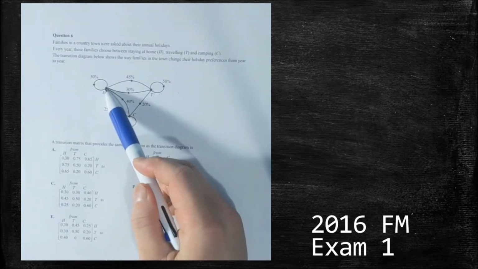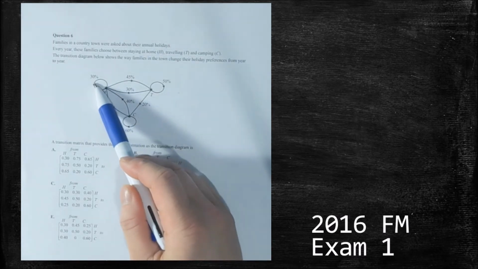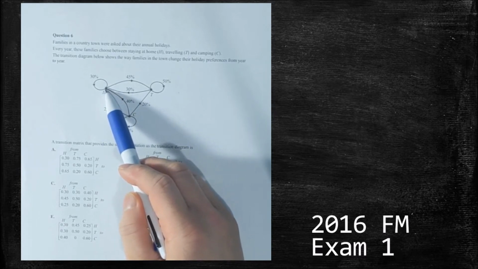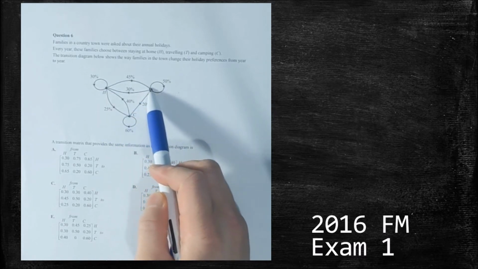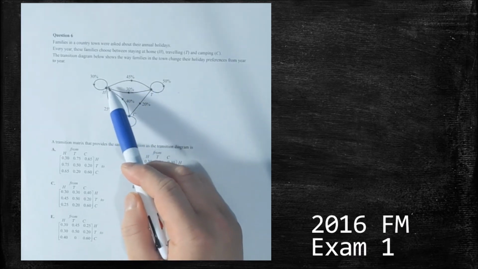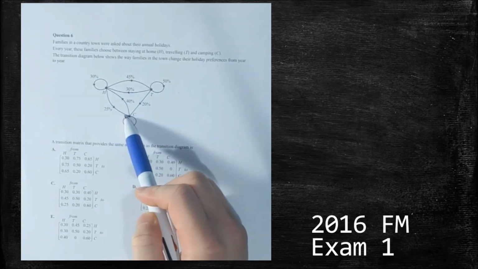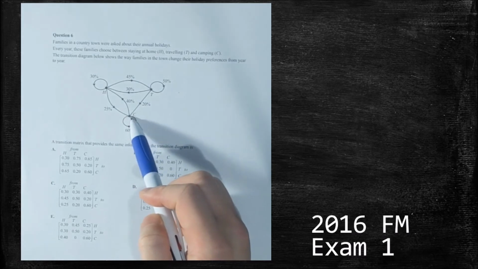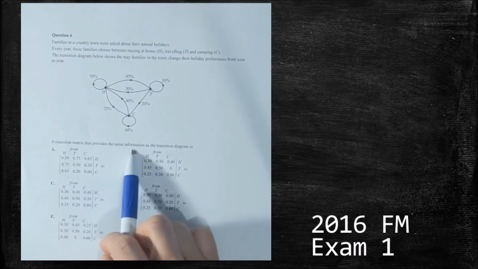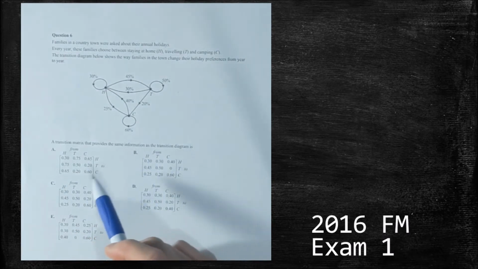So as you can see, staying at home, 30% of the people stay at home each year. 45% of those that stay at home will go traveling, and 25% of those that stay at home will change to camping each year. So the question is, a transition matrix that provides the same information as the transition diagram is.